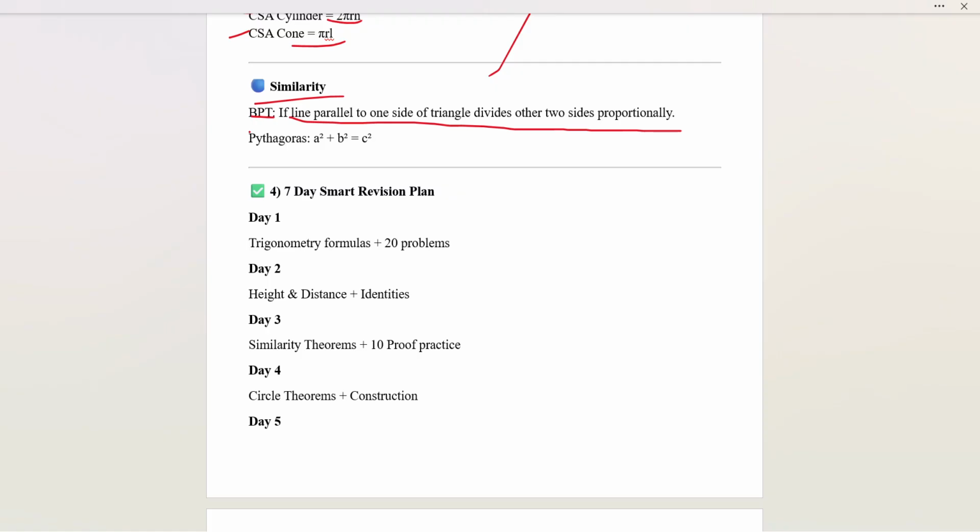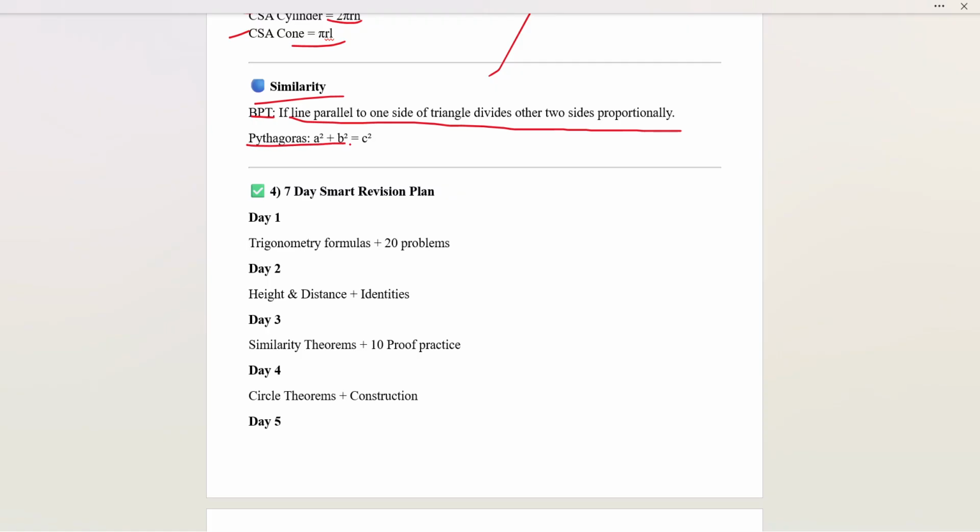So you can understand that one line, guys. In your question paper, they can't directly ask to solve or prove BPT. So they give you one line here. So prepare for that one line. You can read and note it down in your notebook. So move to the next.